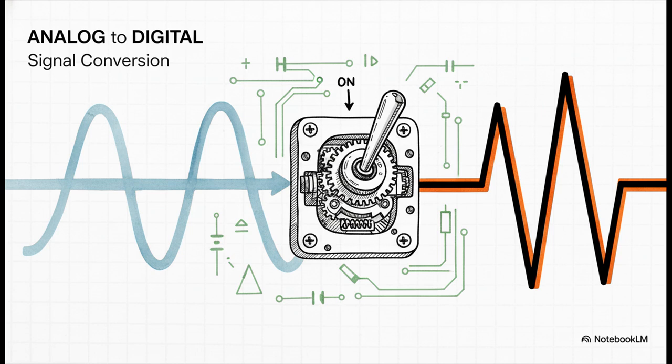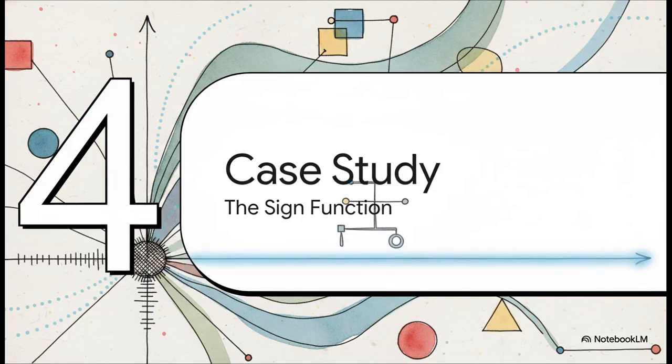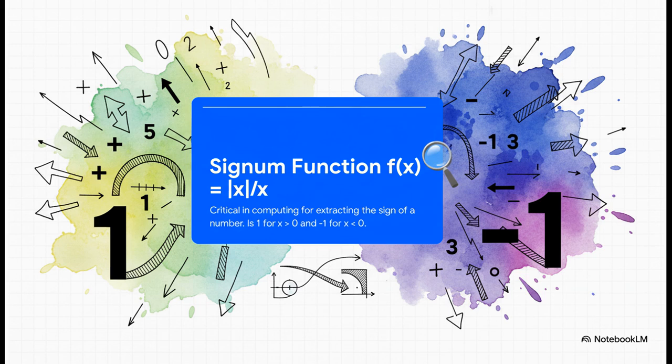This function is what makes that possible. For our second case study, let's look at a function that is just fundamental in computer science. It's used for the super simple but absolutely critical task of figuring out if a number is positive or negative. This is the signum function.